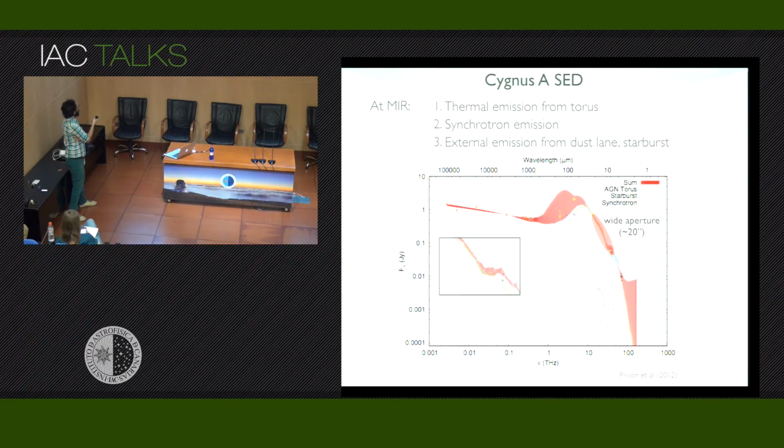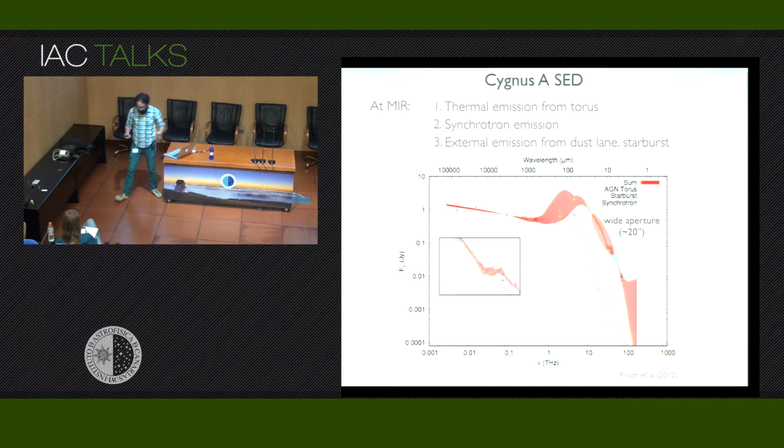Did a polarized total flux spectral energy distribution, and show that the mid-infrared in this area, using a very wide aperture, 20 arcseconds. We have to say that these 20 arcseconds are very contaminated by extended emission, and Cygnus A has a very strong dust lane. Still, they suggest that the mid-infrared is a contribution of thermal emission from the torus, also synchrotron emission because Cygnus A has a very powerful jet, and also extended emission from the dust lane and starburst.